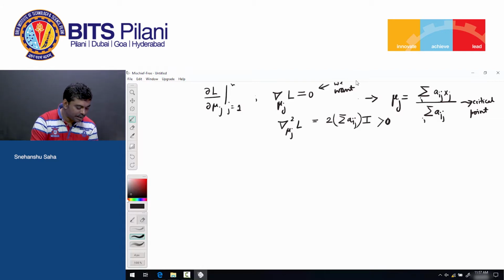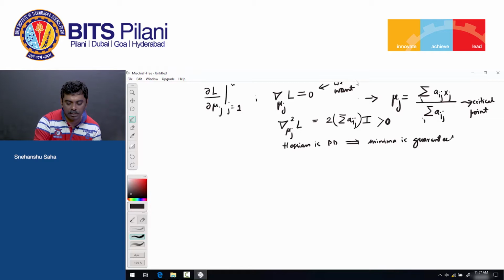And what this means is that the Hessian, this is called the Hessian, is positive definite, which means that you have a minima. The minima is guaranteed. So we repeatedly do this and we find the distances between the data points and their respective cluster means, and we say that convergence is guaranteed because we have a minima.